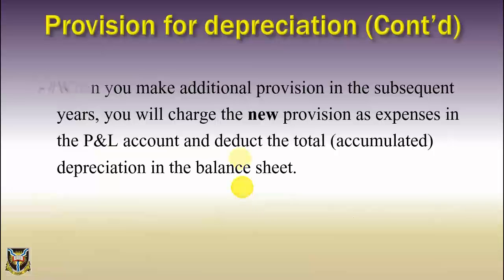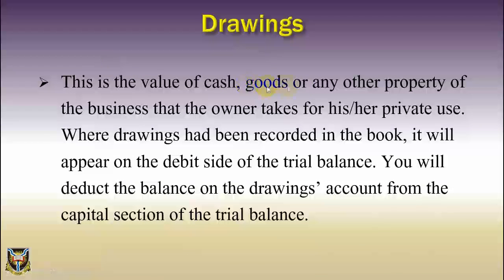K. Drawings. This is the value of cash, goods, or any other property of the business that the owner takes for his private use. Where drawings had been recorded in the book, it will appear on the debit side of the trial balance. You will deduct the balance on the drawings account from the capital section of the trial balance.